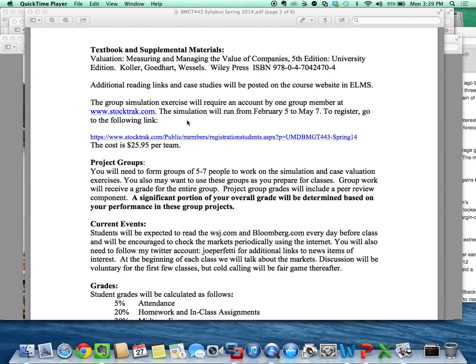Stock Track is 10% of your semester grade. The best performing team gets 10 points. The worst performing team gets 6 points. And everybody else somewhere in the middle. Okay, so that'll be one of the group projects. Stock Track costs $26. One team member will need to pay for it using a credit or debit card. The other team members will need to reimburse that person for their share of the $26. So again, approximately $5 each that you'll have to pay for Stock Track.